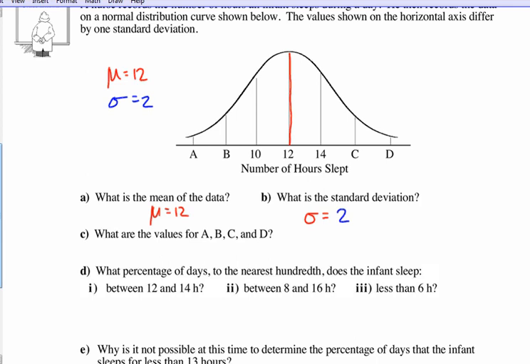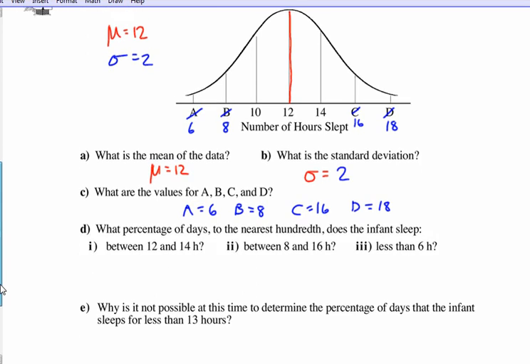So what are the values of A, B, C, and D? Well, if we're going backwards, we're subtracting 2. So B would be 8, and A is 6. Adding in the other direction would be 16, and adding again is 18. C is 16, D is 18.